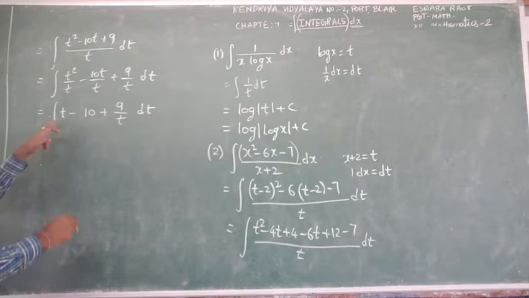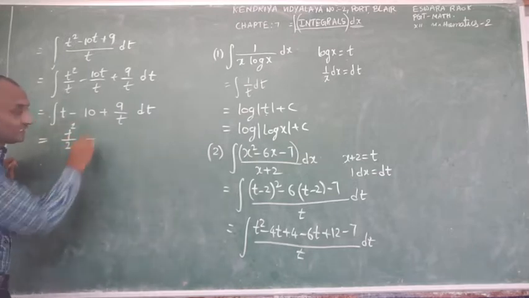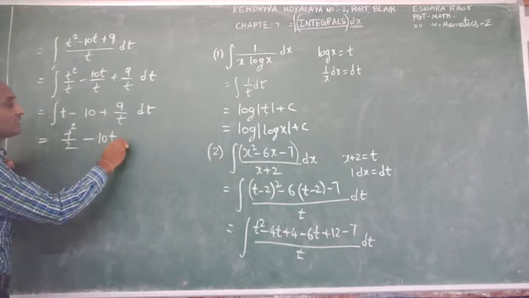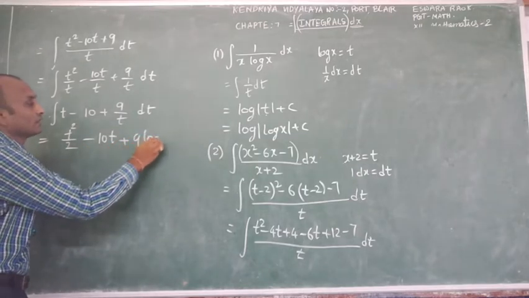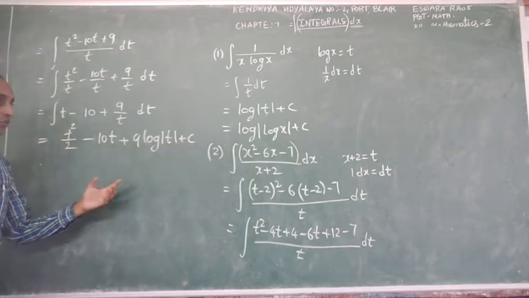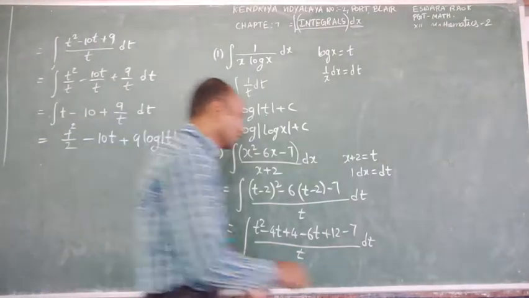So, what is integration of t? t square by 2, minus what is integration of 10? 10t. What is integration of 9 by t? 9 log mod t plus c. Done. Substitute what is t? t is equal to x plus 2, substitute. If the same question is given to you like this, look.